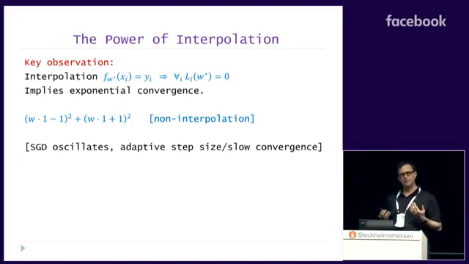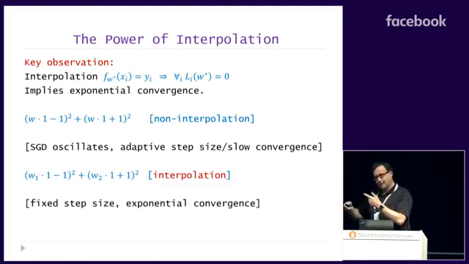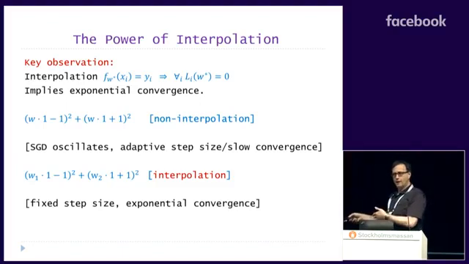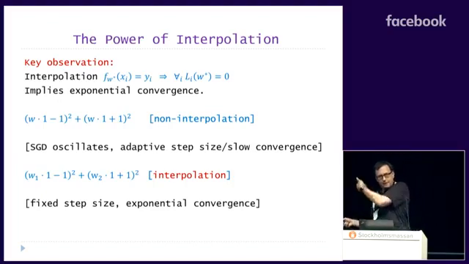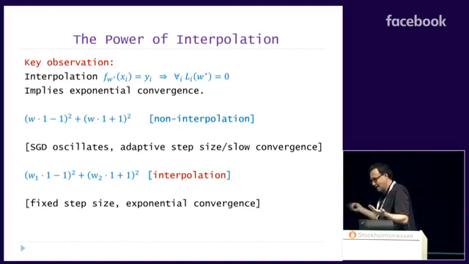Now, let me modify this problem very slightly in a small but important way. I am splitting this W into two variables, and I have almost the same problem, but now there are two variables, W1 and W2. And of course, now there is a solution which minimizes both of the things simultaneously. It's simply W1 equal to 1 and W2 equal to minus 1. Now, if you think about it, stochastic gradient descent will do alternating gradient descent in the directions of W1 and W2. And you will have convergence which is exponential, because you are basically doing gradient descent, but separately in those directions. So you don't need an adaptive step size, you get fixed step size exponential convergence.